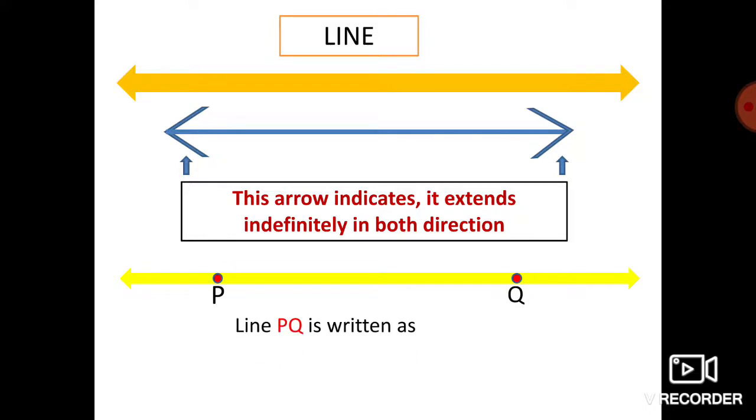This is line PQ. Its name is line PQ. It is written as PQ with a small line above PQ. This is the symbolic form of line PQ. We studied line segment PQ. When we write PQ and above it a small line segment, then we read it as line segment PQ. Here we draw a small line with arrows above PQ, then it is read as line PQ.